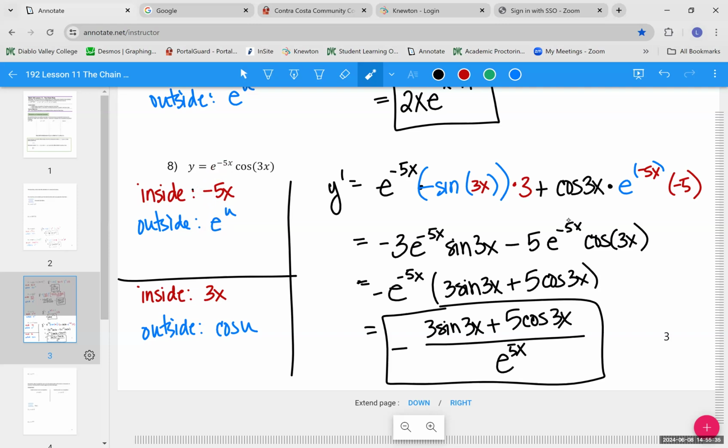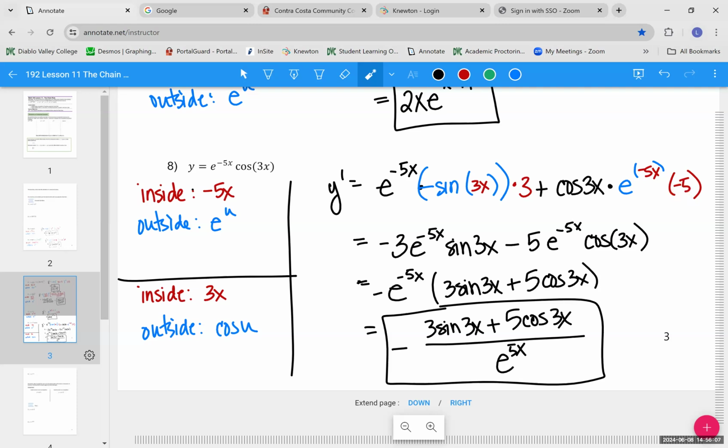So let's just go ahead and look at those 2 derivatives. For cosine of 3x, my inside is 3x, my outside is cosine. So the derivative of the outside is negative sine, keep the inside the same, and then multiply by the derivative of the inside. For e to the negative 5x, it's just like what we did in number 7. It's e to a power. So the inside is the power, the outside is e to that power. Its derivative will be e to that power times the derivative of the power.